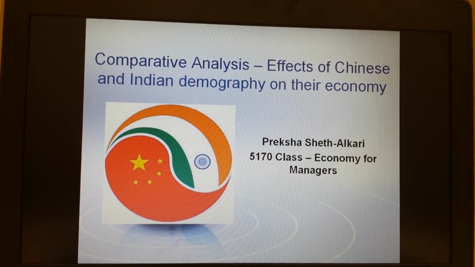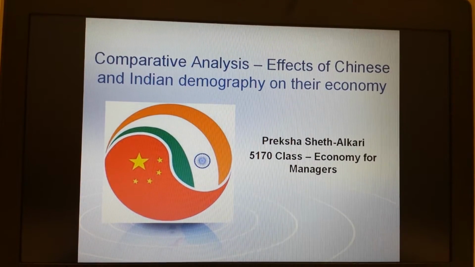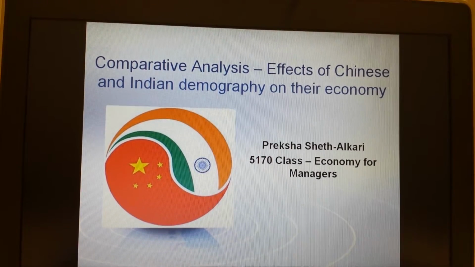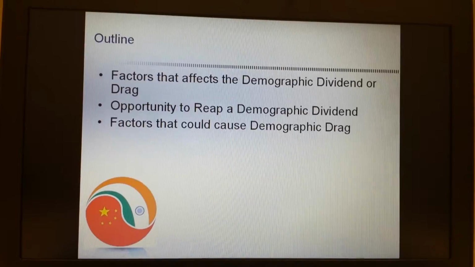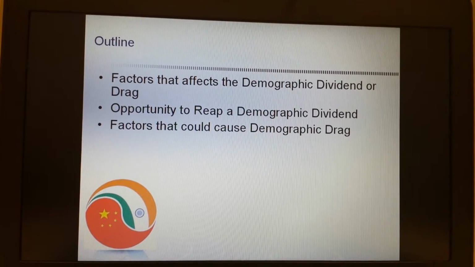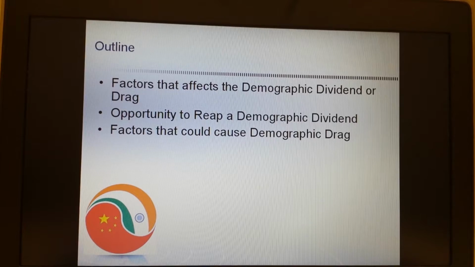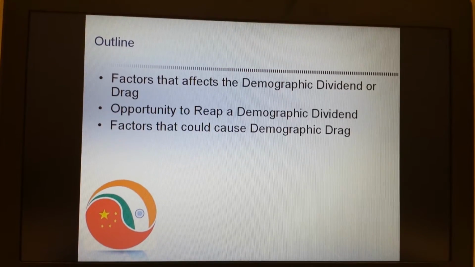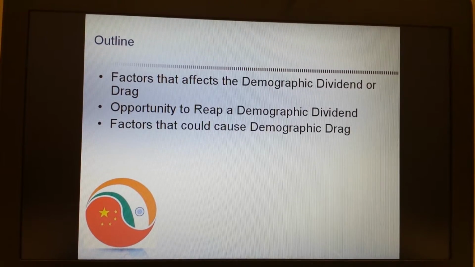My topic for today's presentation is Comparative Analysis: Effects of Chinese and Indian Demography on their Economy. I'll be going through demographic factors, the opportunity to reap a demographic dividend, and factors that could cause demographic drag in today's presentation.